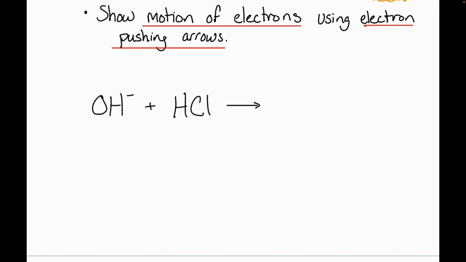Does anybody know what one of them is? Give me one of them. So we got water, and what's the other one? That chloride ion, yep.